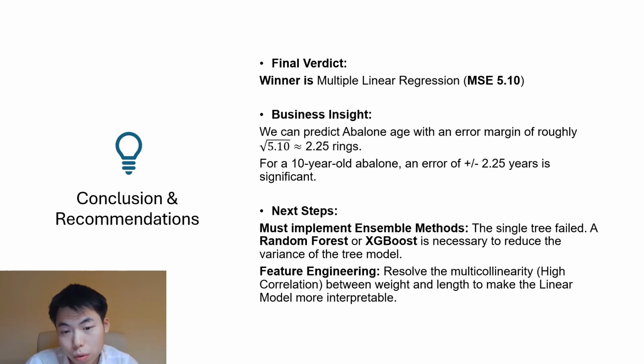And for future work, I would recommend two things. First, we must move beyond a single decision tree to ensemble methods like random forest and XGBoost. These methods combine many trees to fix the high variance problem we saw today. The second point is that feature engineering is needed to resolve the multicollinearity between the weight and the length variables.